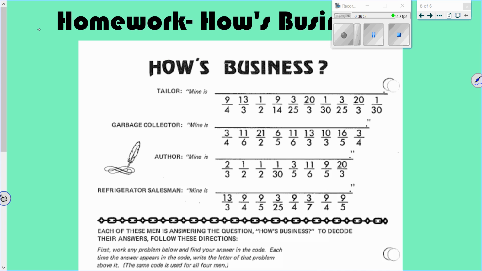Okay, on our homework. So this is very similar to what we've done before. The big question is, how's business? We have 4 different people that are responding. We have a tailor, garbage collector, an author, and a refrigerator salesman. So they're each telling us how their individual businesses are going.